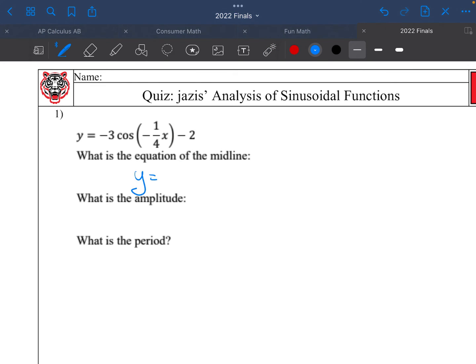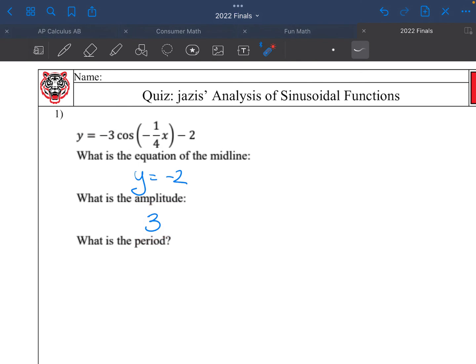So y equals that number, -2, just pretty straightforward. Amplitude can never be negative, but it's always coming from this number down here. It's just a number, there's no y equals. If you put y equals 3, you're wrong. It's just 3. And again, you can't have the negative because amplitude is a distance, and distance can never be negative.